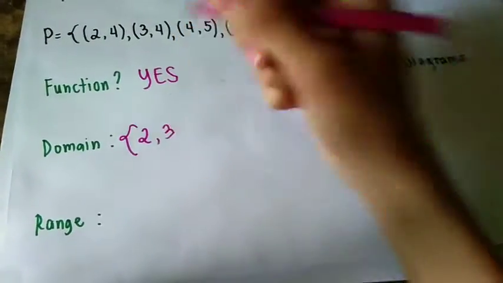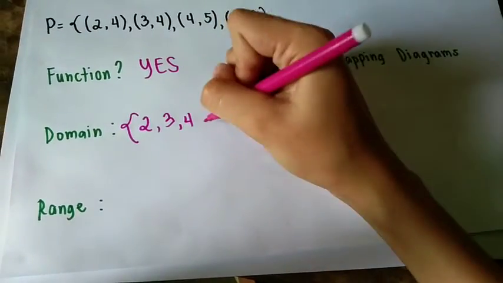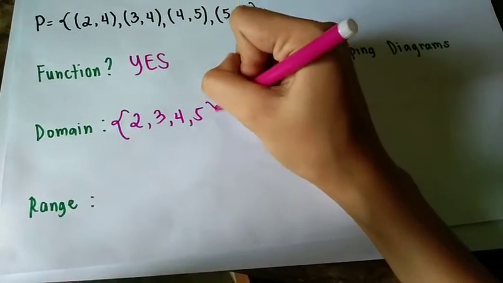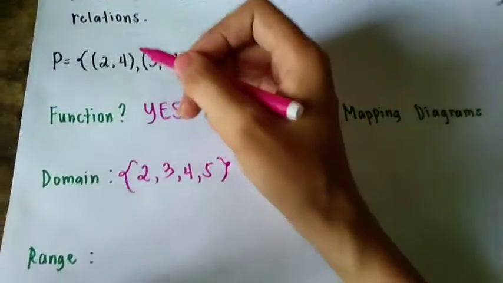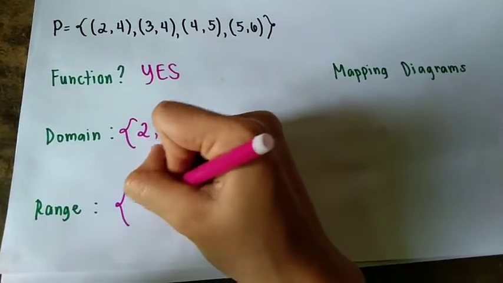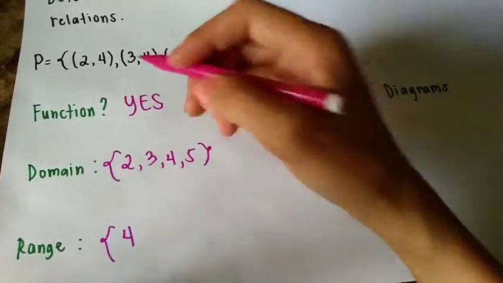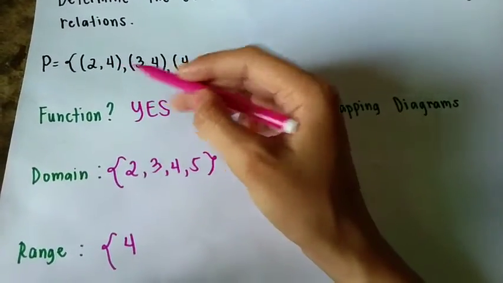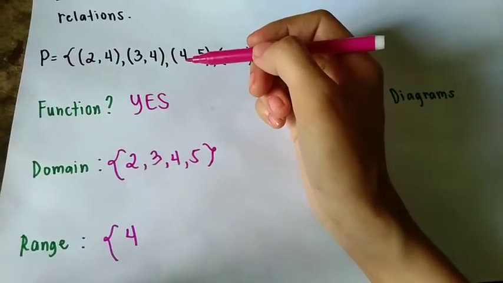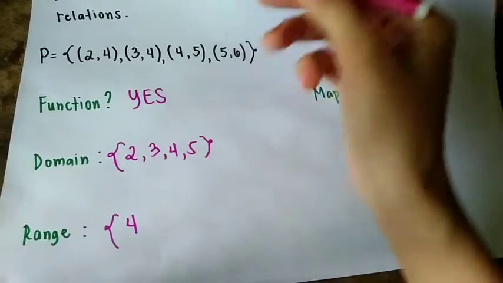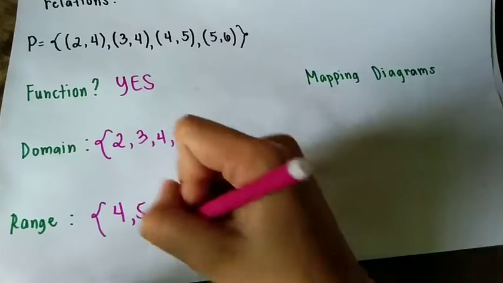3, 4, and 5. So, now, what are the range? So, 4. So, we're gonna write it once. So, kapag may magkapareho sa range or even sa domain, kailangan lang natin itong isulat once. So, 4, 5, and 6.